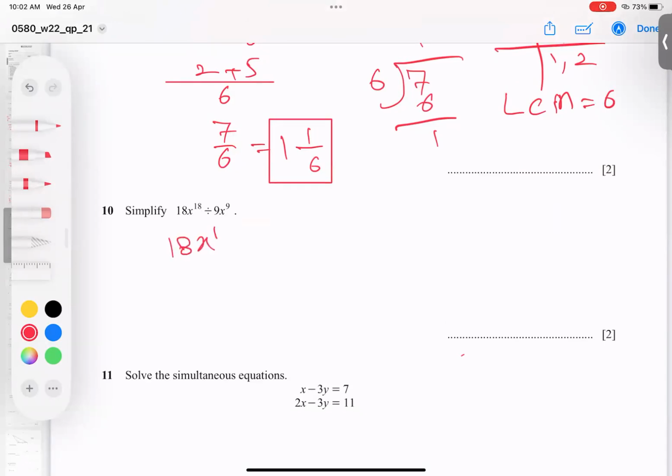18x to the power 18 divided by 9x to the power 9. Now 9 ones are 9, 9 twos are 18 for sure. I got a 2, but whenever the bases are the same, they are dividing. So upper power minus lower power. Upper is 18, lower is 9. And finally, I get 2x to the power 9, and this is my final answer. So I hope the concept is very clear.